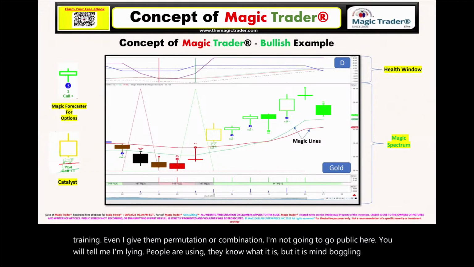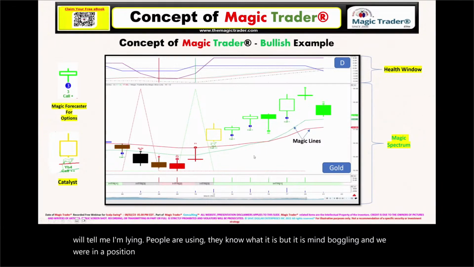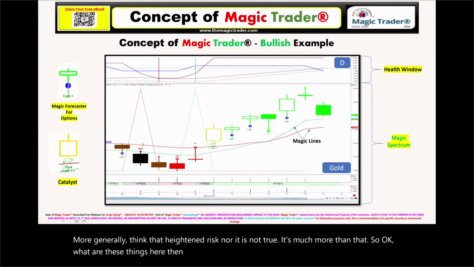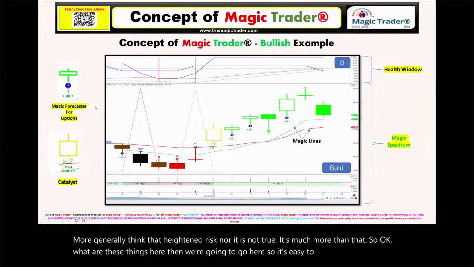And we were in a position to get patents for many things which never existed before. Generally people think, oh, 5, 10 risks. No, no, no, it is not true. It's much more than that. So, okay, what are these things here? Then we're going to go here, so it's easy to identify.